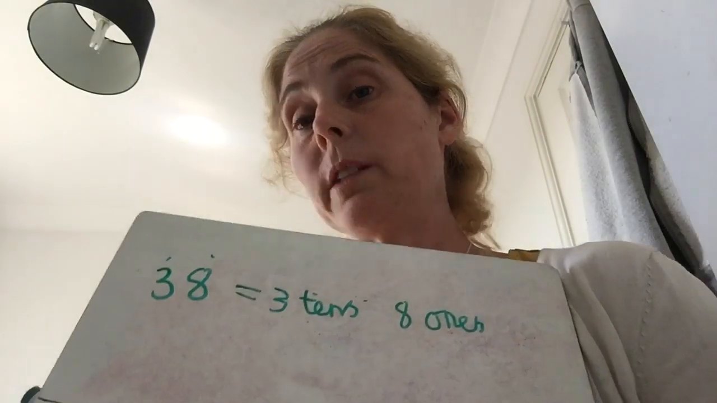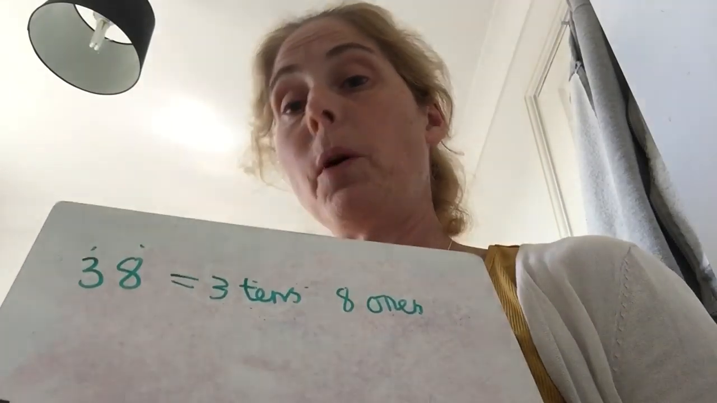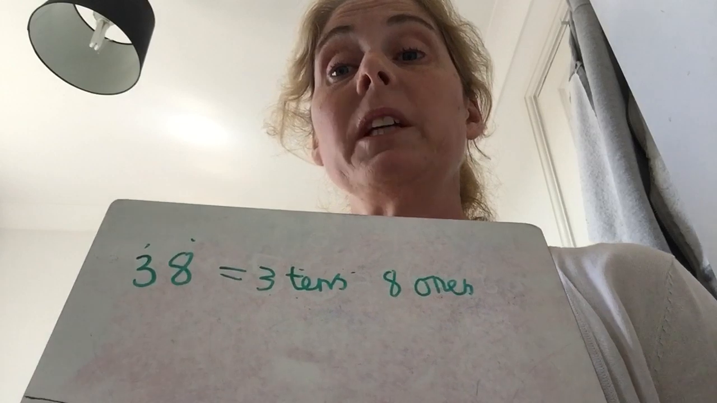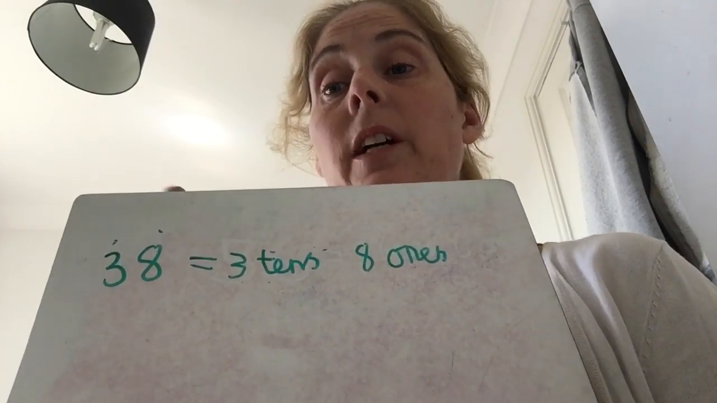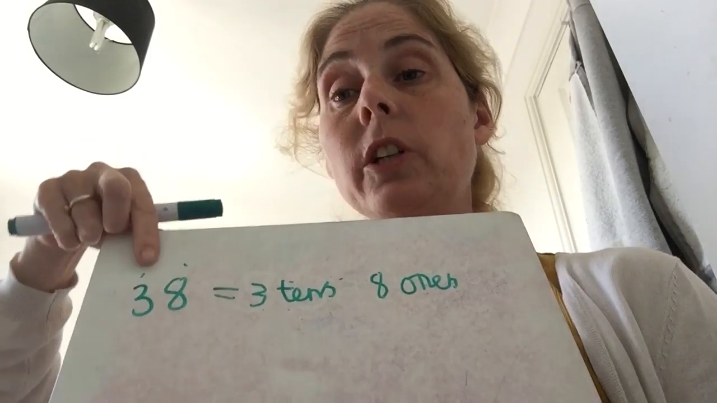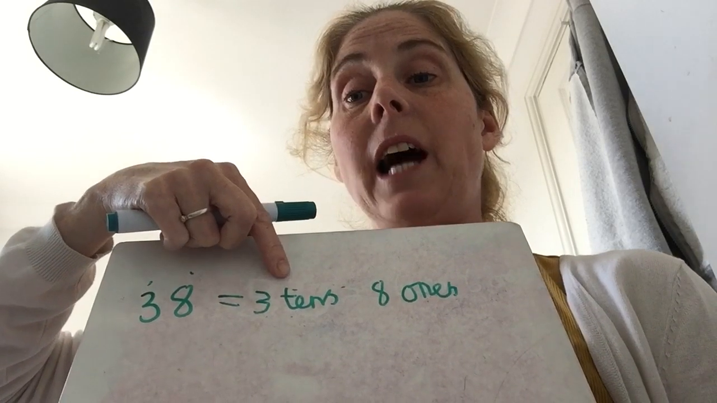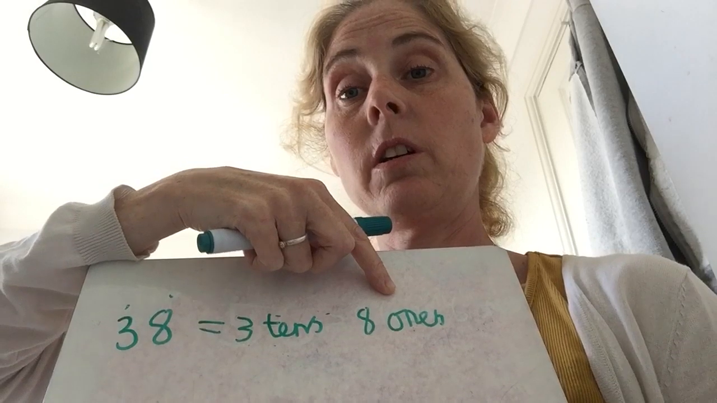Okay, let's do one more together and then, on the PowerPoint that is with this video, there will be some for you to do in your book, and I want you to set it out in exactly the same way as I have. So you write the 2-digit number and then you say how many tens it's got and how many ones it's got. Okay, so we do one more together.